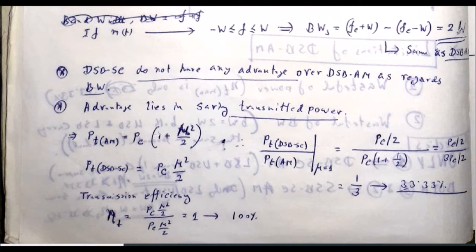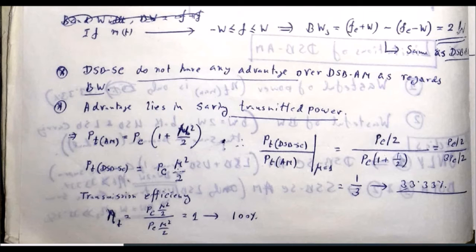So the first term, PC, is nothing but the power of the unmodulated carrier, and the next term, PC mu square by 2, is the summation of the power of the upper sideband as well as the lower sideband. Okay. So the second term is the sideband power, and the first term is the unmodulated carrier power. That means in case of the DSBSC modulated signal, where the carrier is already suppressed, only the sideband power will remain.